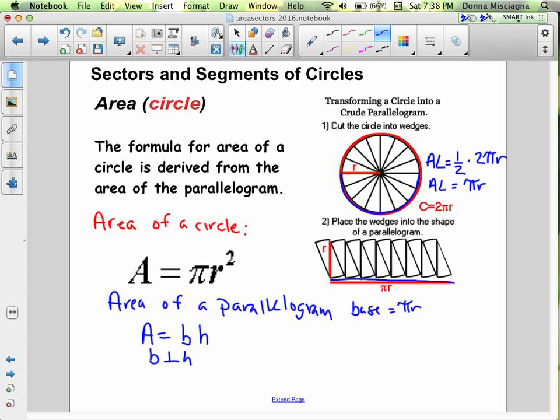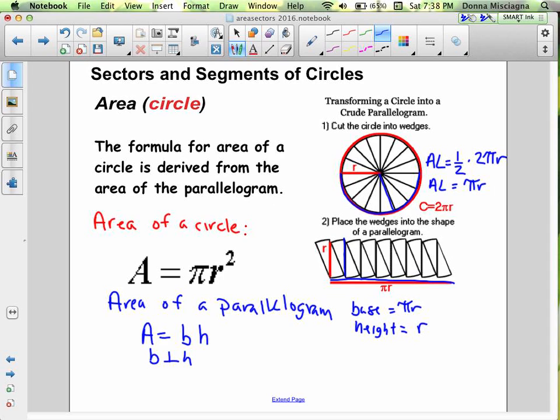How about the height? Right? So this distance from the arc on the circle to the center, not well drawn, all right, there we go. That distance there from the arc of the circle to the center is the same as this distance from the arc of the circle to the center. Right? And so what is that distance? That goes from the outside of the circle, the edge of the circle, to the center of the circle. Well, that's a radius. Right? So the height of our parallelogram that's formed by the wedges of the circle is a radius.